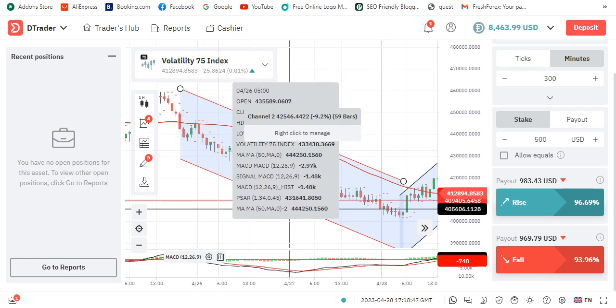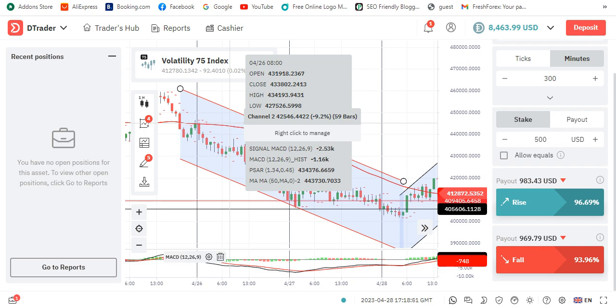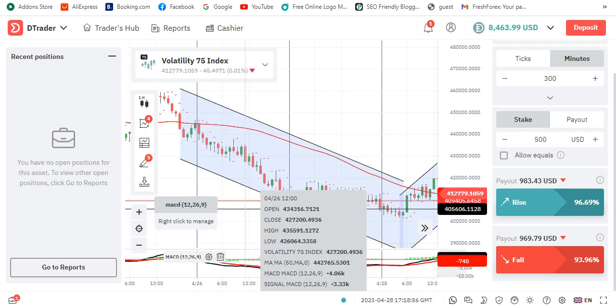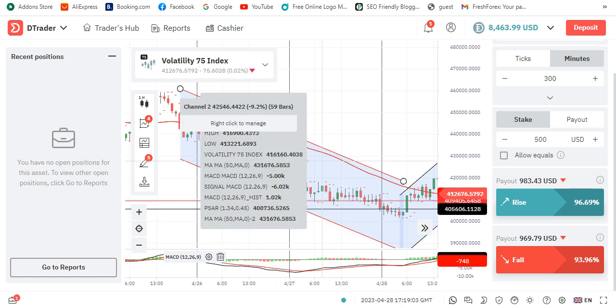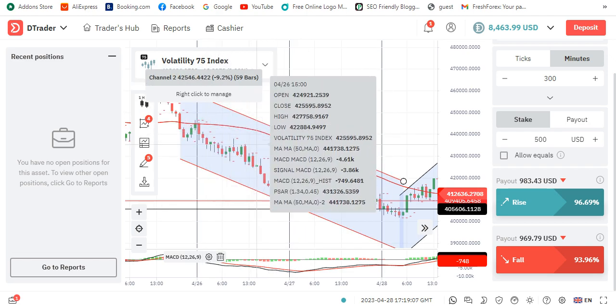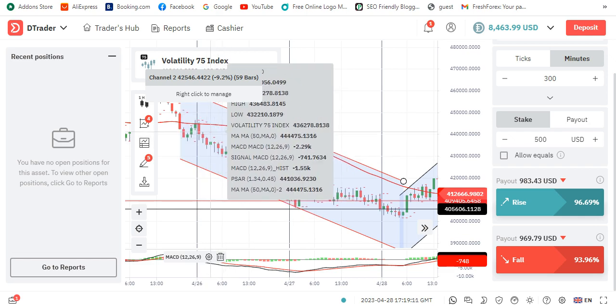And you can see the parabolic SAR is also above the candle and the moving average above the candle, and you can see the MACD is under the line. So these are the very things you'll be watching, most especially this moving average, moving very sharp with enough gap here. So always enter.